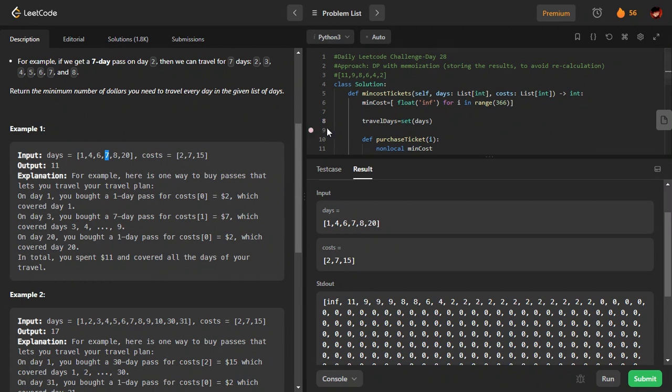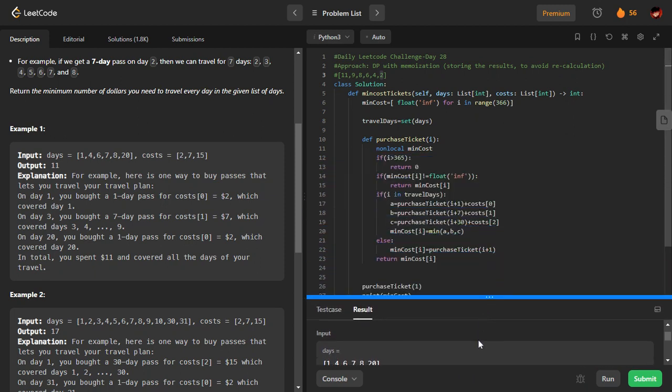Similarly, on the seventh day, how much do we have? On the seventh day it is 6 rupees, which is here. Now for the eighth day we have 4 rupees. And after the eighth day till the 20th day it is 2 rupees. So if I travel any day between the eighth day and the 20th day, the max cost I have to pay is 2 rupees only. So this is how my array will be storing the results.